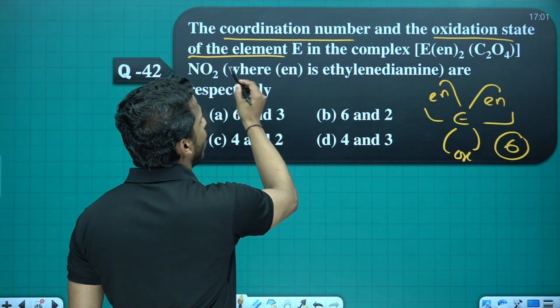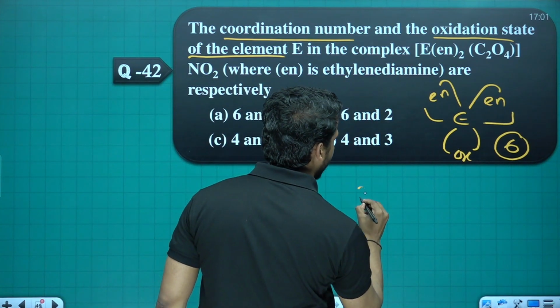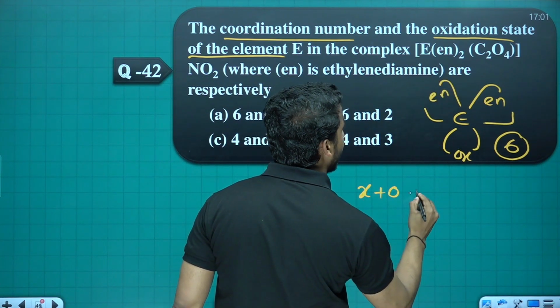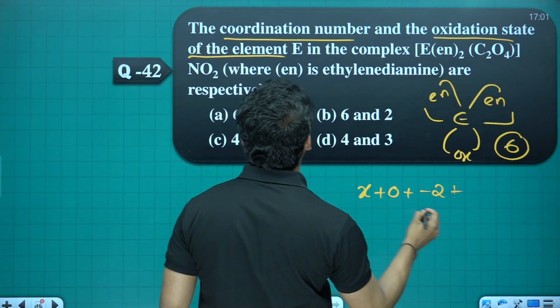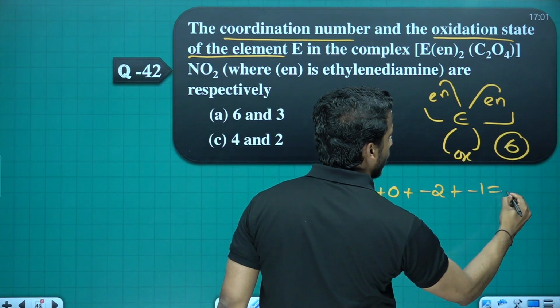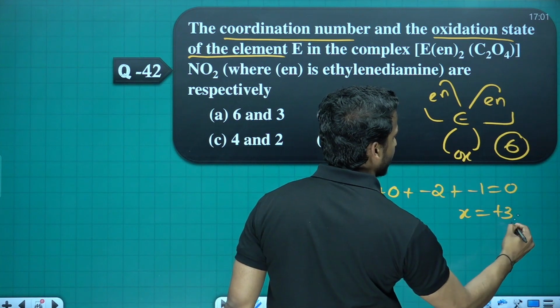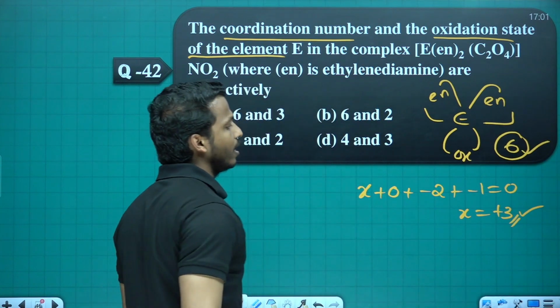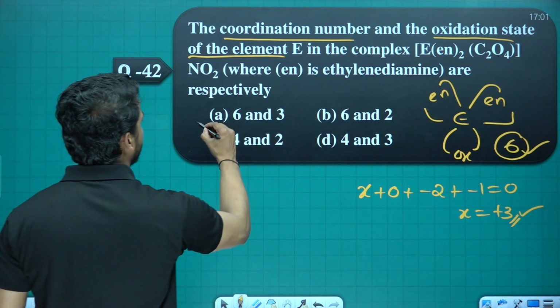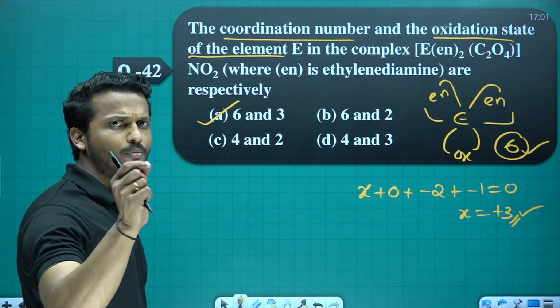What is the oxidation state of the metal? E is X. En is a neutral ligand. Oxalate charge is -2 and nitro charge is -1. Overall it is equal to +3. Yes, 6 is the coordination number, 3 is the oxidation state. 6 and 3. Yes, let's go with option A. I think the same one, another question we discussed.